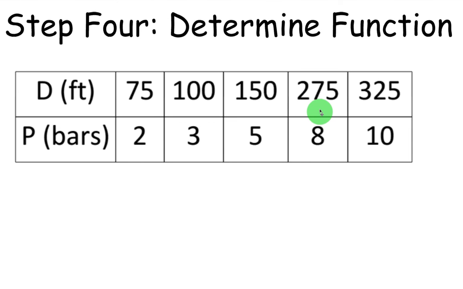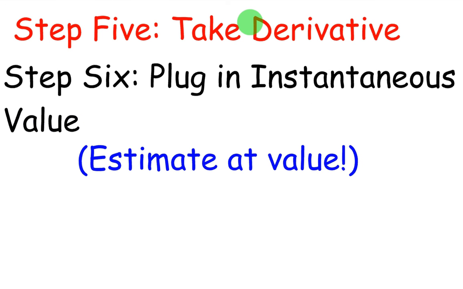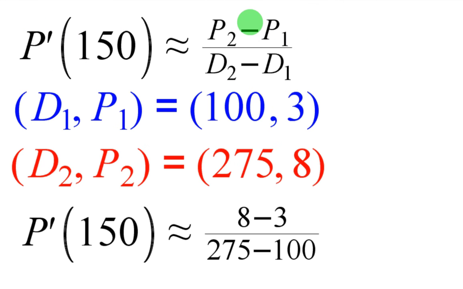A lot of times in calculus, the question will actually tell you what to do. Otherwise, everyone's going to get different answers. But when you have a table, the best you can do is estimate, which is what we're going to do. So when we take the derivative, we're going to estimate at that particular value.